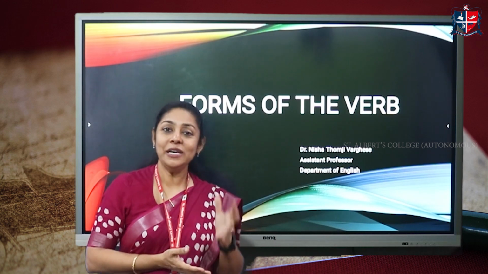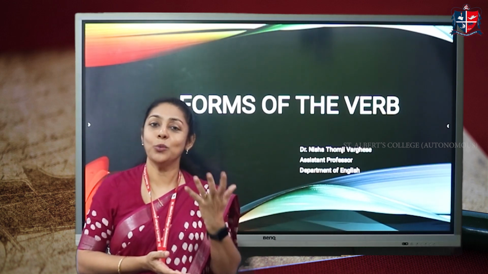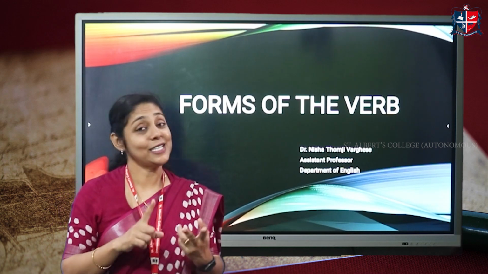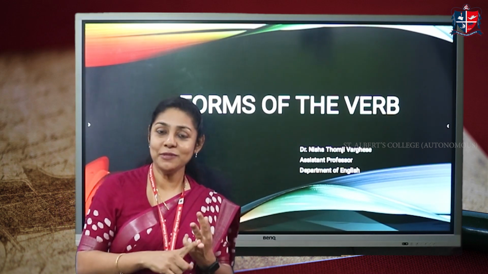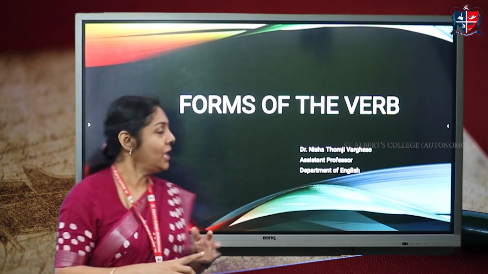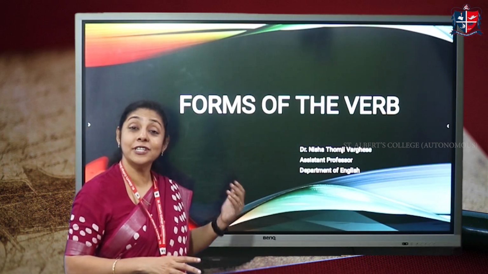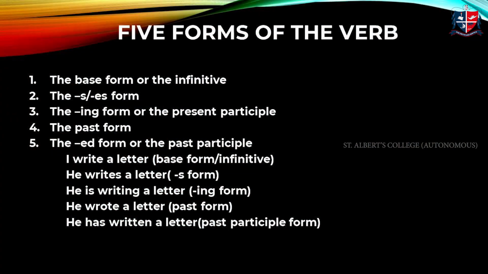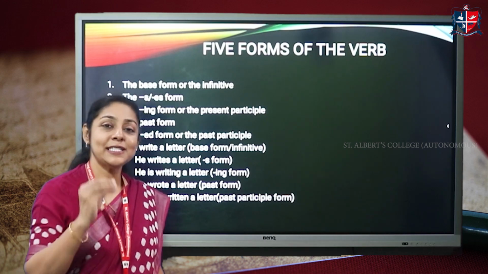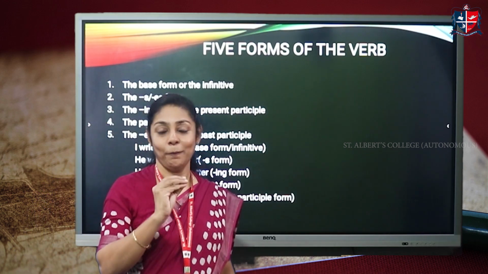A verb in English is a word that denotes a state of action, a state of being, or sometimes it can be used as a helping word. Now, let's look at the different forms of the verb in English. Basically, we would say that the verb has five forms: the base form or the infinitive. For example, look at this word jump, right?